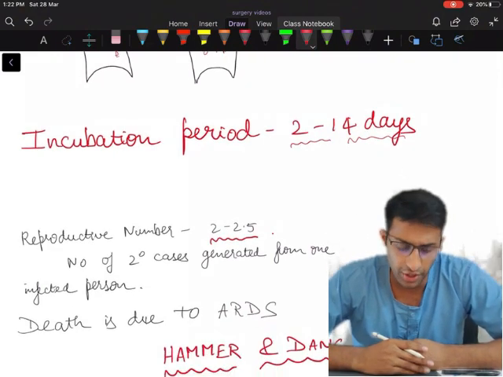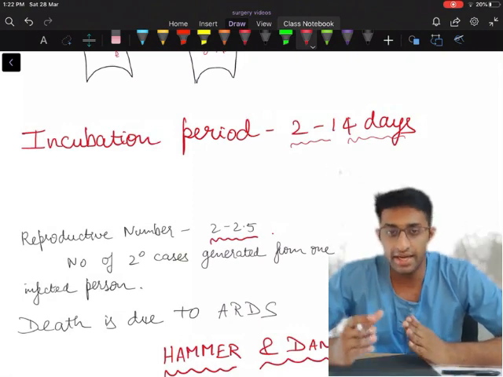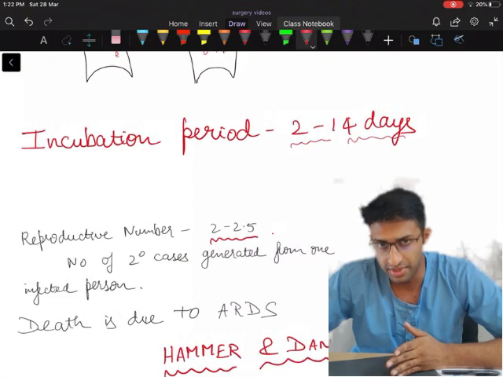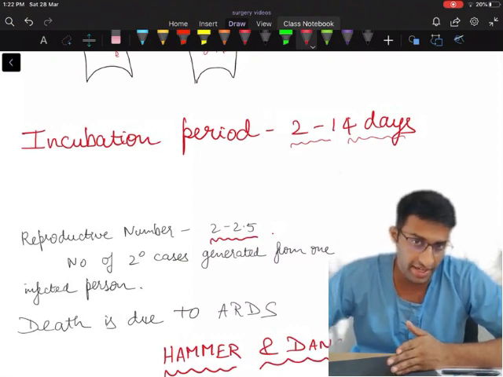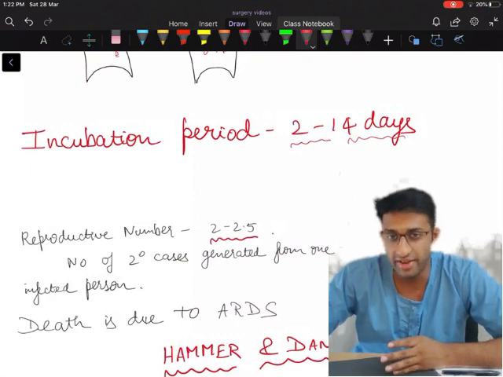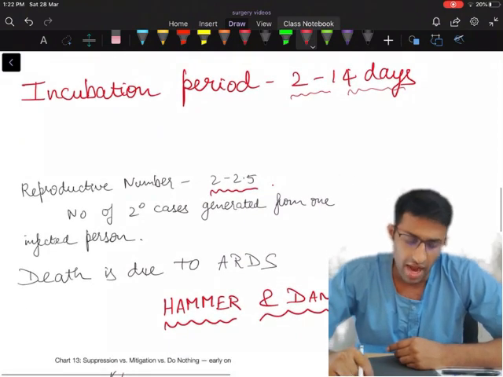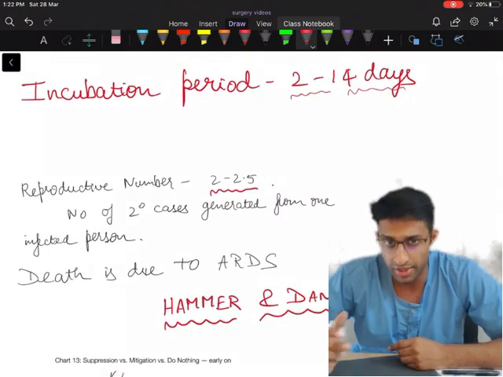Another important term which you need to know is the reproductive number. It is the number of secondary cases generated from one infected person. That is, if a person has COVID-19, the number of people he can transmit the virus to is usually 2 or 3. So that is the reproductive number, 2 to 2.5. I'll get back to you on the importance of the reproductive number.